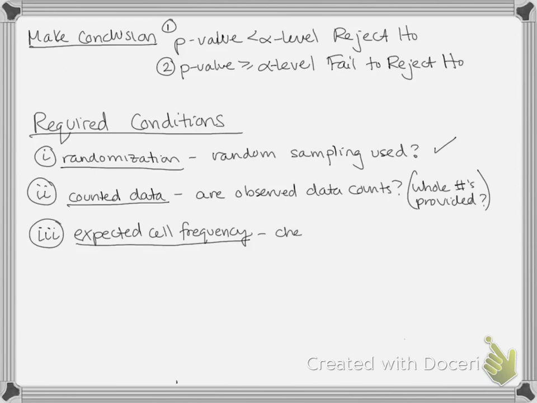So I want to check each expected count to make sure it's above 5. Or let's say that actually the rule is that it's at least 5. That it's at least 5, right? So it could be 5 or more. So if we were going to be able to do a chi-squared test for goodness of fit, these 3 conditions would have to be satisfied.